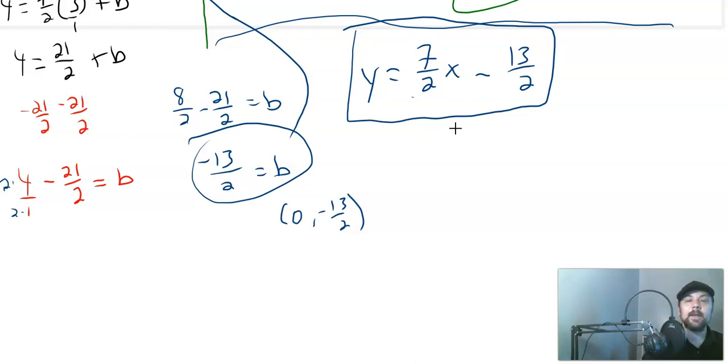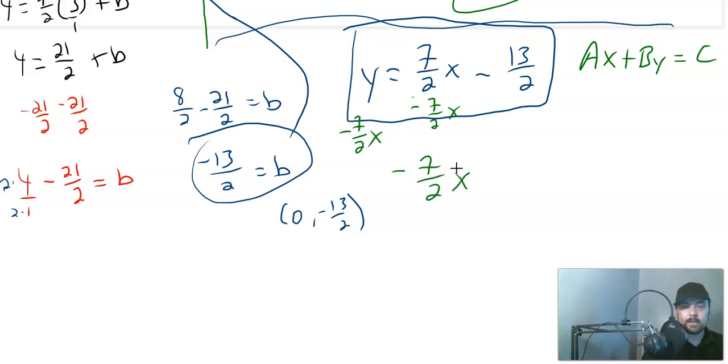I can't change that. So to put this in standard form means I want the equation to look like this: ax plus by equals c. The first thing to make it look like this that you want to do is get x and y on the same side of the equation. So I'm actually going to take this 7/2 x and subtract it to the other side. And I'll go ahead and put that first. So I'll have negative 7/2 x. That's a positive y, so I'm going to put plus y equals negative 13/2.